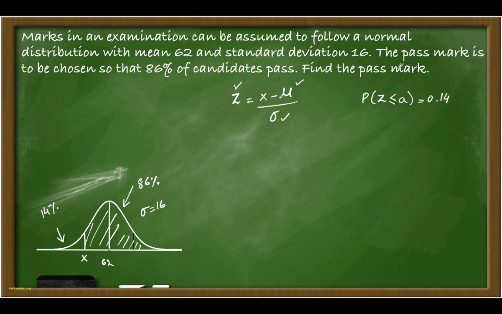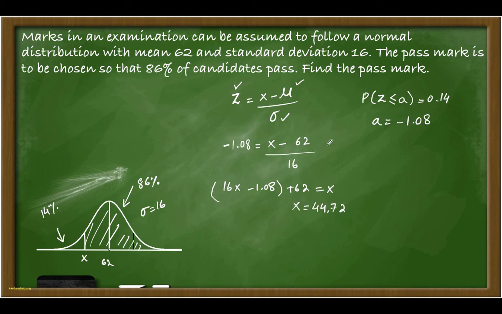So if you look at the table, you get negative 1.08. So this z value will be replaced by negative 1.08 equals x minus mean, that is 62, divided by standard deviation, that is 16. So when you simplify this, that becomes 16 times negative 1.08, and the final answer will be added to 62 to get the value of x. So x equals 44.72. That means the passing marks should be 44.72.